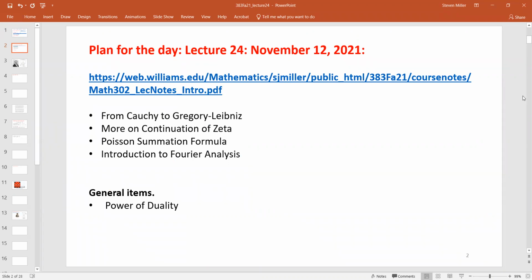And we noticed that there were some interesting features. There was this 1 over s minus 1. And there's the question of where are the poles? Well, the gamma function has a pole at the negative integers and at 0. And that's going to pass on information to the Riemann zeta function.